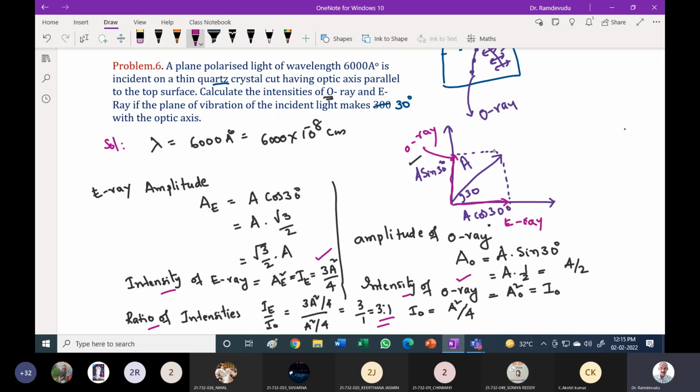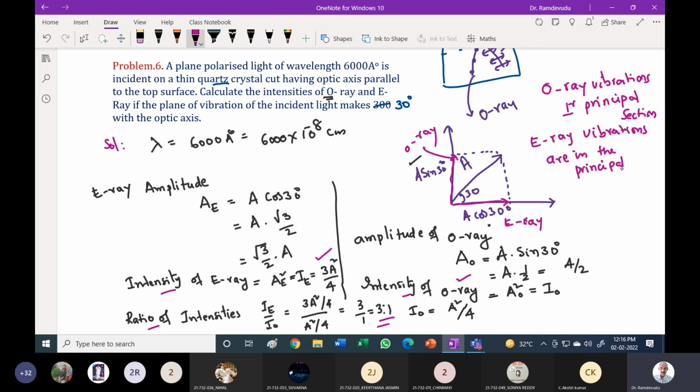Okay, so you know that O-ray and E-ray are two plane polarized lights of perpendicular vibrations. So we know that O-ray will have vibrations perpendicular to the principal section. That's the definition we have seen for principal section. And E-ray will have vibrations in the principal section, which means they are parallel to the principal section.